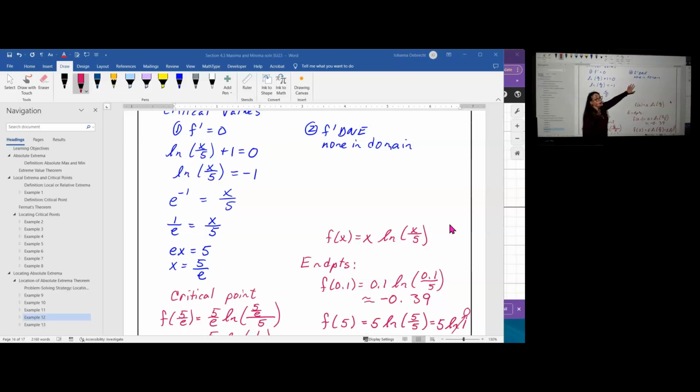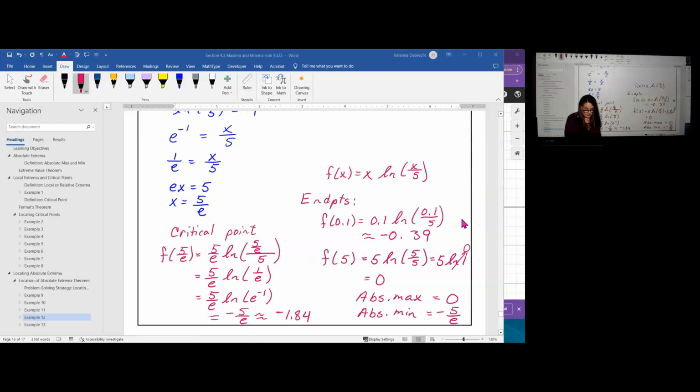Notice that there are no places in the domain where the first derivative is not defined. Now I need to evaluate the original function at the endpoints and at the critical point. This is a little bit tricky in some of these, especially on the critical point where I have the natural log of 5 divided by e, all divided by 5. The 5's cancel, and it gives me 1 divided by the exponential, and that makes it e to the -1. The natural log of e to a power is the power, which gives me -5 over e.